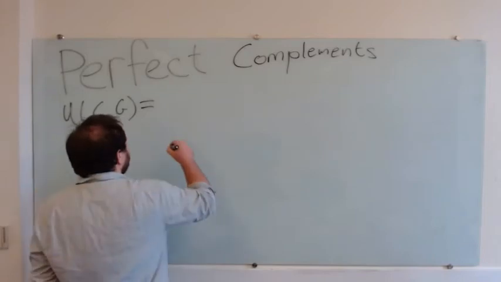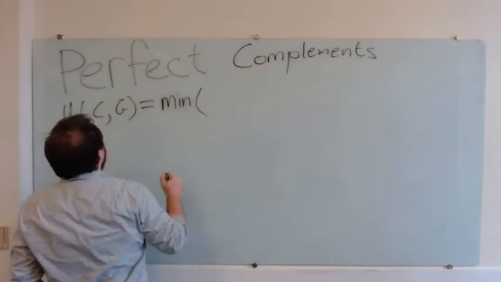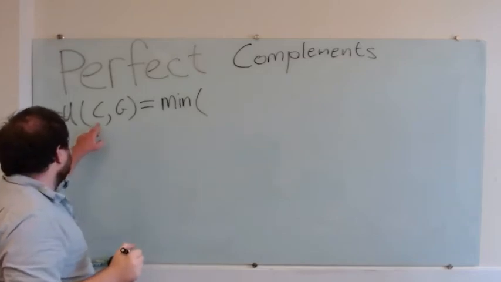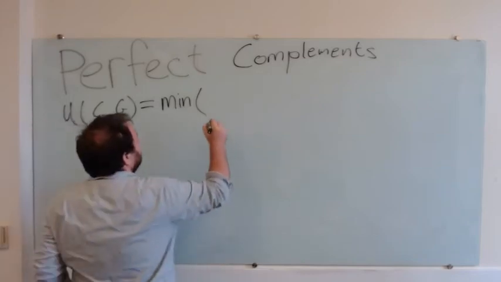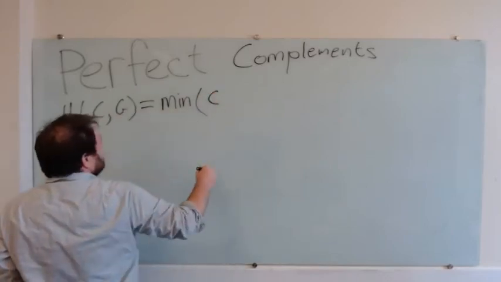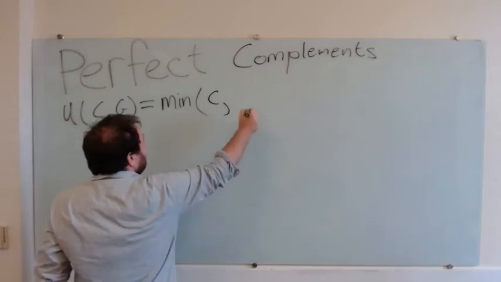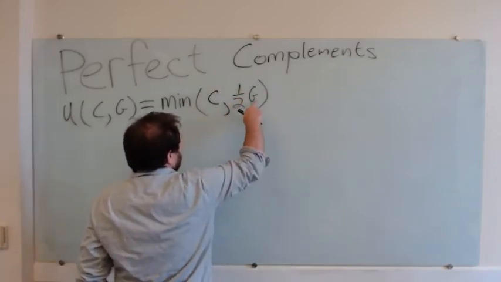So what's the number of sets? Well, it's whatever's less, or the minimum, between the number of chains I have, since I need 1 chain for a bike, and half the number of gears I have, because it takes 2 gears to make a bike.